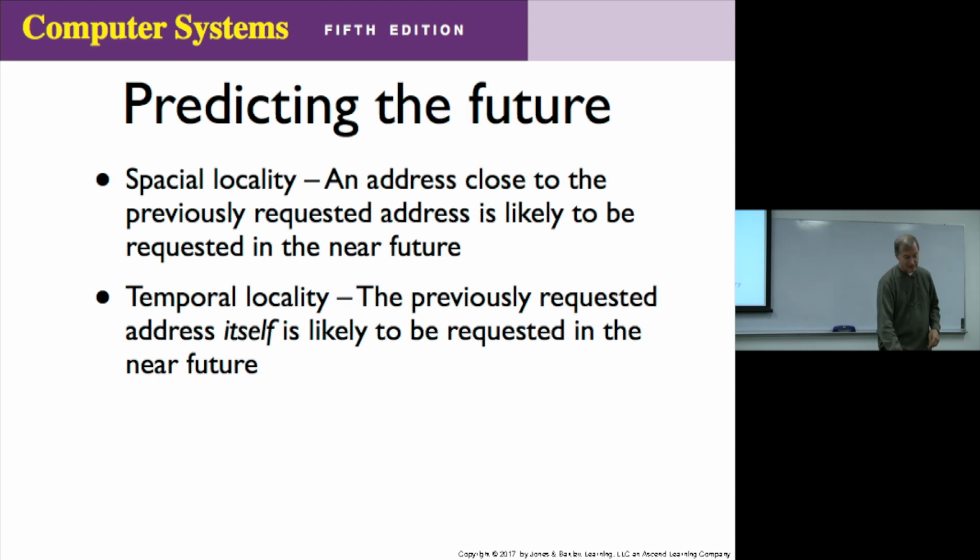Now here's the thing about predicting the future. Fortunately, in a typical program, you don't access stuff from main memory just randomly. In fact, can you think of why it would be that if you fetch a byte from memory, the probability is high that you're going to be fetching either the same thing again or one that's close to it? Why would that be? Yeah, right next to it, exactly.